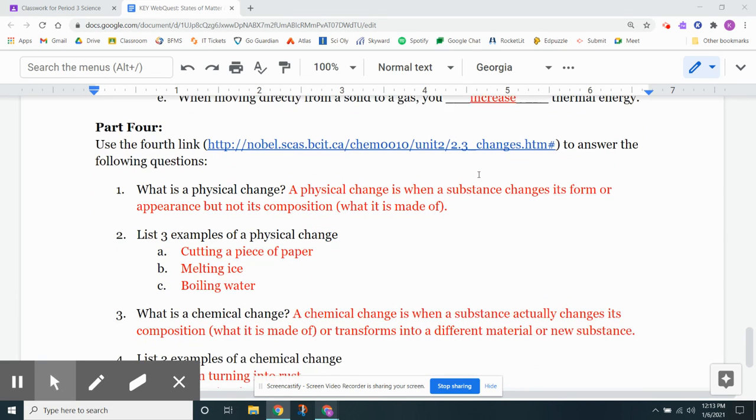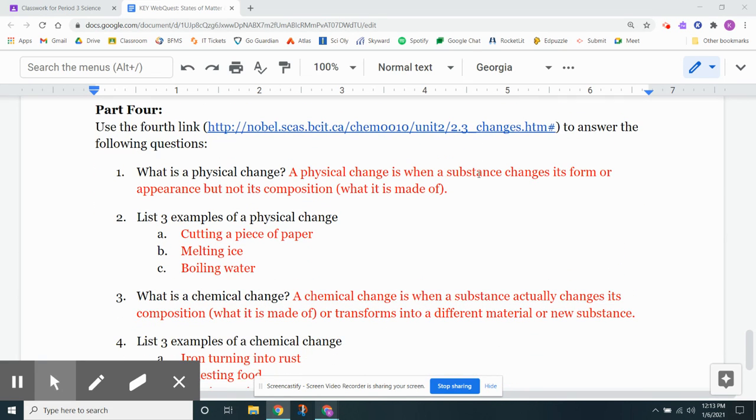And then the last part, part 4, was focusing specifically on physical changes versus chemical changes. So the website gave you a definition for each, and then it gave you some examples that you were able to choose from for both. So a physical change is when a substance changes its form or its appearance, but not its composition, not what it is made of.